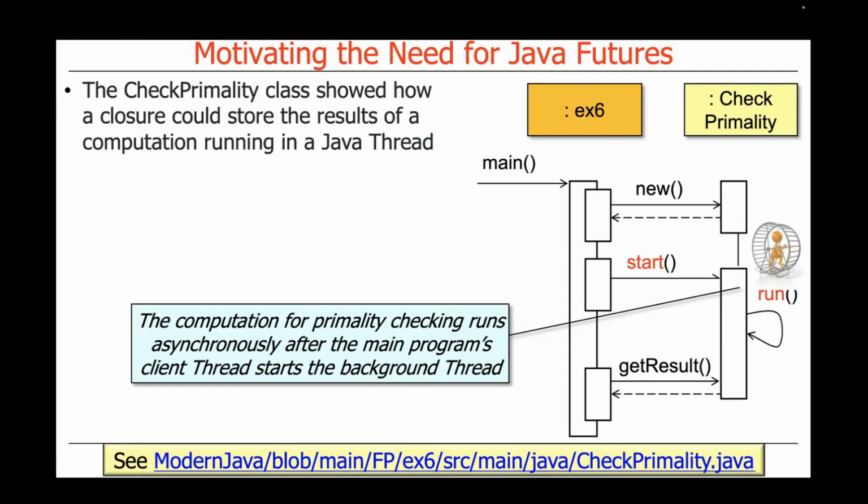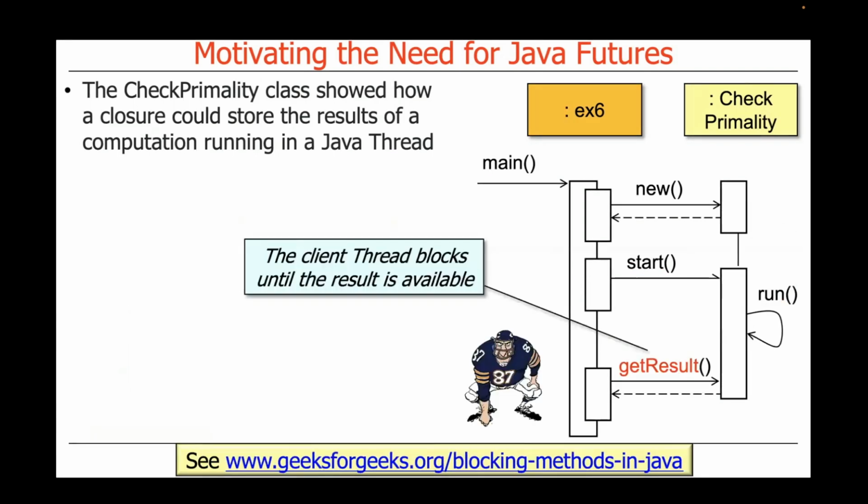And the computation there will check the primality of a large big integer asynchronously after the main program's client thread has started the background thread. So things are up and running in the background. And then the client thread will block until the result is available. That's essentially the way that the code was designed in that case study EX6 that we looked at before.